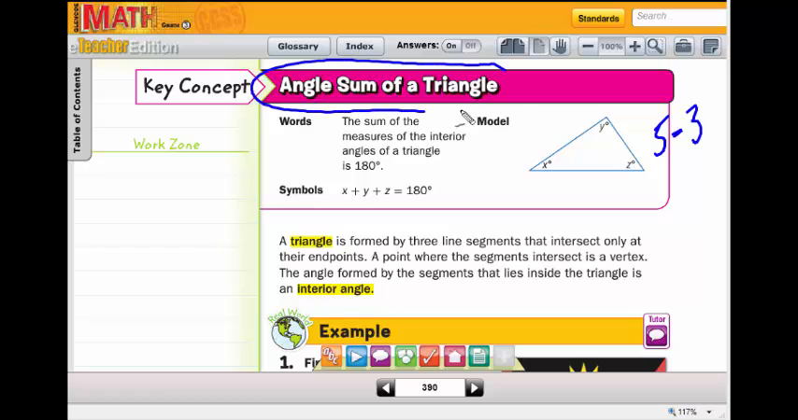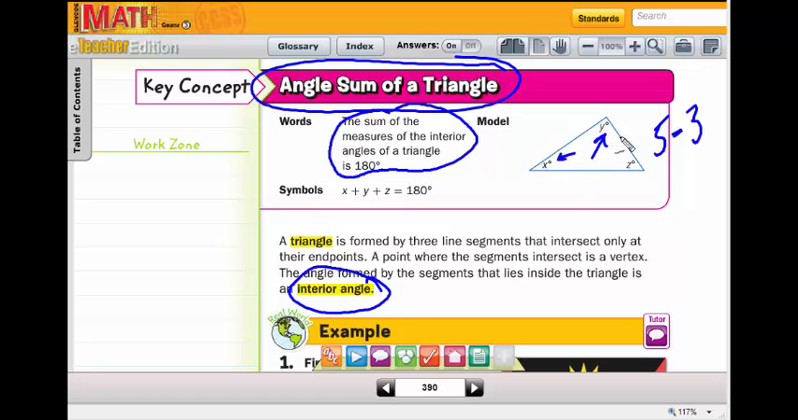Start out by putting some of this in your notes. I would suspect that many of you know this already, but the sum of the measures of the interior angles of a triangle is 180 degrees. This is important that we start using this new word, interior angle. What that refers to are the angles on the inside of the triangle, the interior of the triangle.